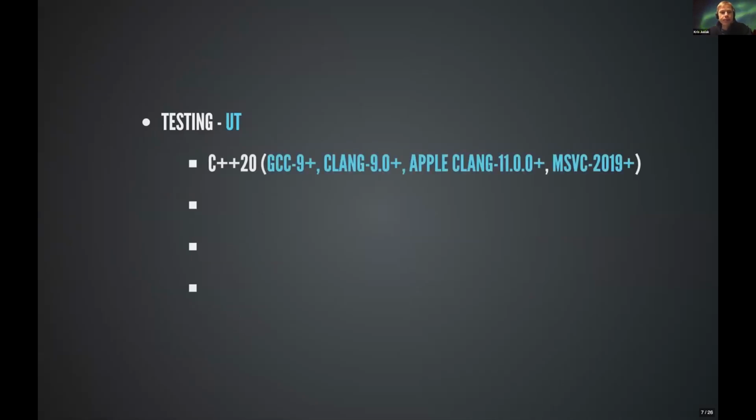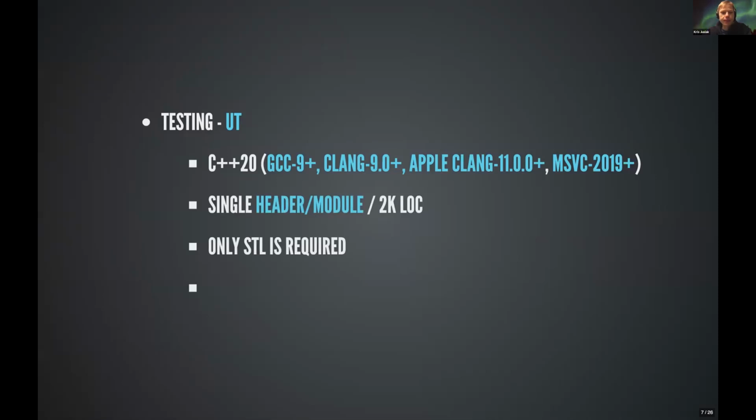So what will we do for testing? Not a surprise, since I talked about it already, we'll use UT. It's C++20, a single module header, awesome stuff, macro free. That's why we're going to use it, because it's the unit testing framework you want to use.